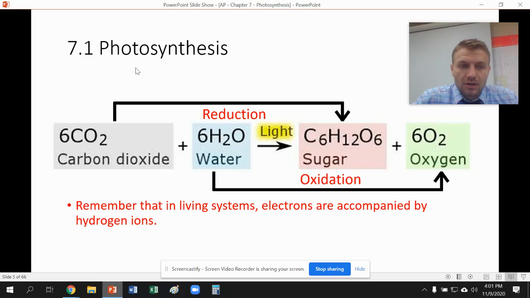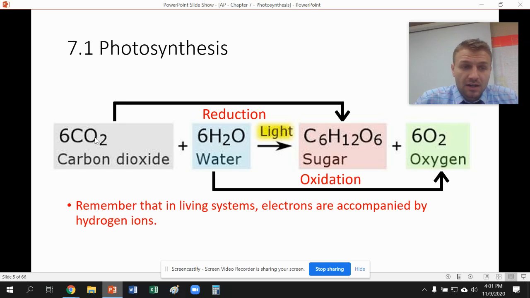So the first thing I would know is this equation for photosynthesis. You can see here 6 molecules of carbon dioxide plus 6 molecules of water. We're going to combine that with energy that we get from light. We're going to get sugar molecules or glucose, and we're going to get oxygen as well. I would memorize this equation just flat out. You're going to have to know this going forward.